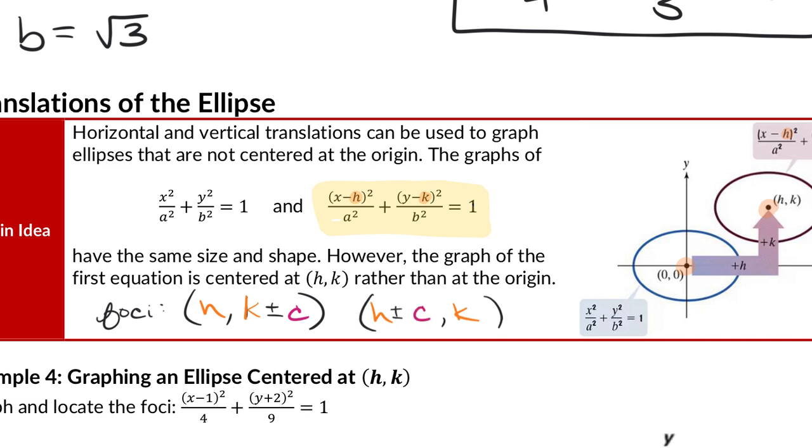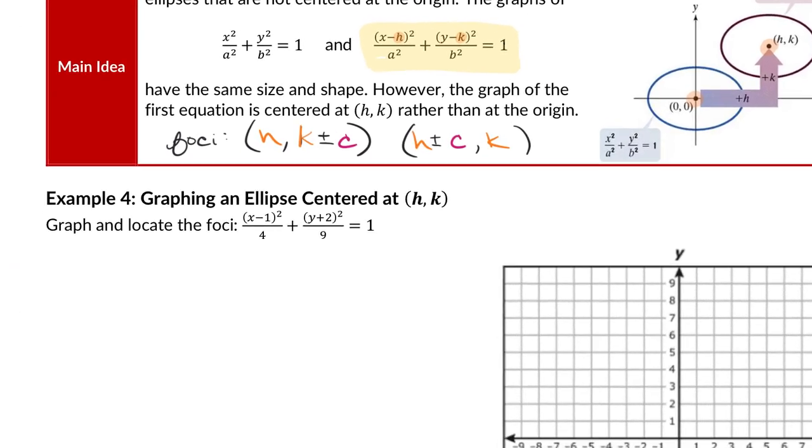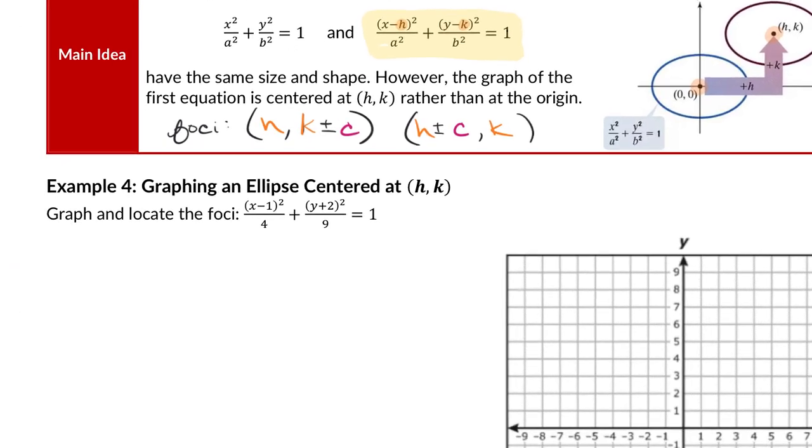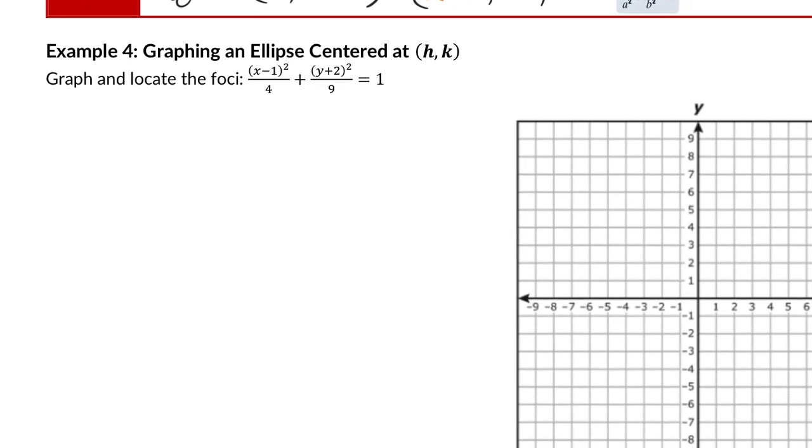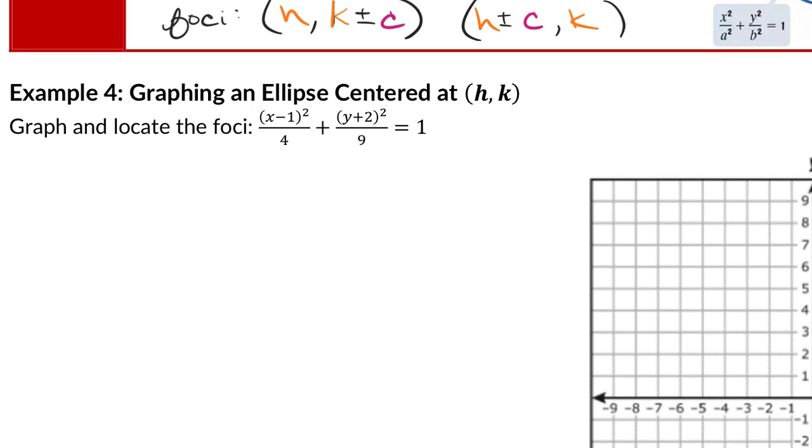So you're now having to add the value we find for c, for the foci, to the center instead of just 0, 0. It was very easy when we were centered at the origin because 0 plus c is just c. But now we're adding and subtracting that c value to the center. So let's see how this works. We're going to graph and locate the foci just like we did originally, but this time it's not centered at the origin. It's centered at h comma k.